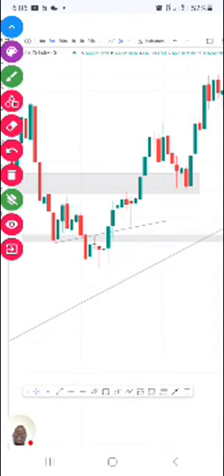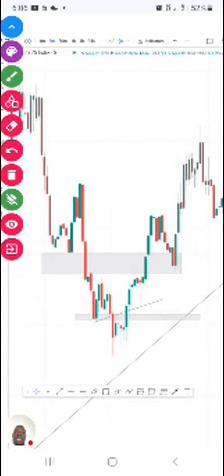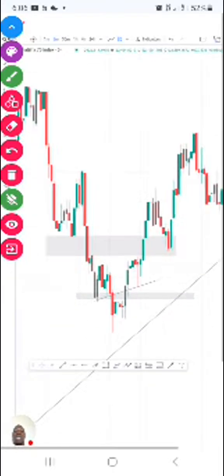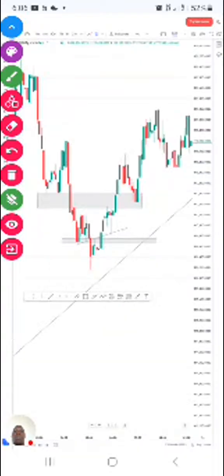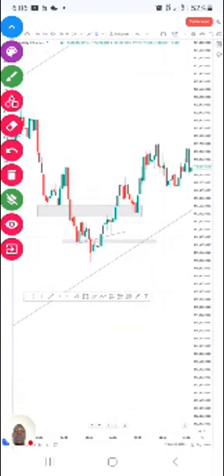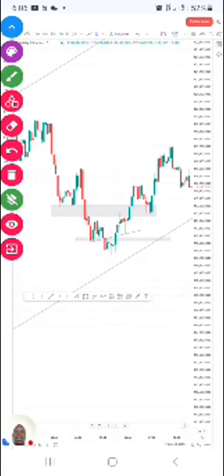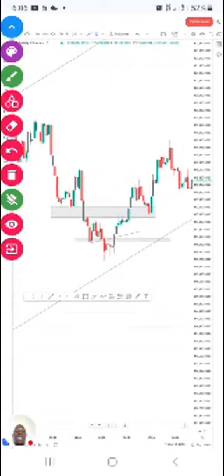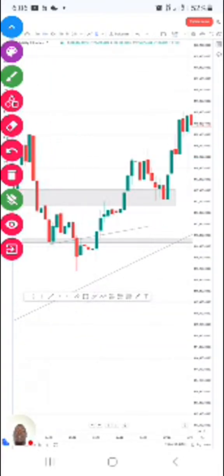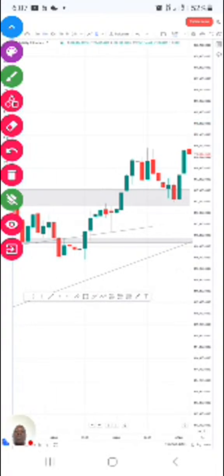So after the market respects or tests it, after you see the pattern, it's time to jump in. Are you getting the point? When do you jump in? We jump in by using the confirmation candlesticks. Are you getting the point?